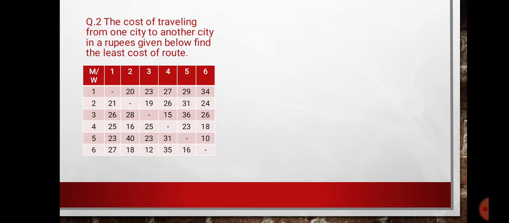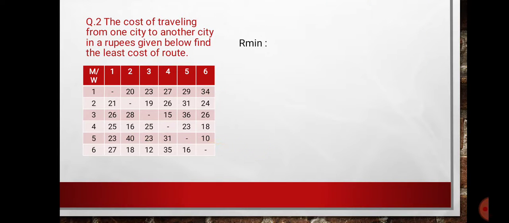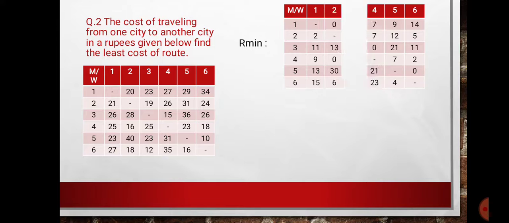Here 6 machines and 6 workers are given. First we calculate the R minimum. The minimum available element is 20. 20 is the minimum value, then subtract it from all of these, and here 19 is minimum, and here 15 is minimum, and in the fourth row 16 minimum, and in the fifth row 10 minimum, and here 12 minimum. These are the minimum values, subtract from everyone.